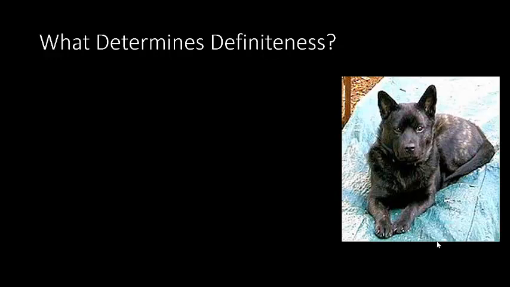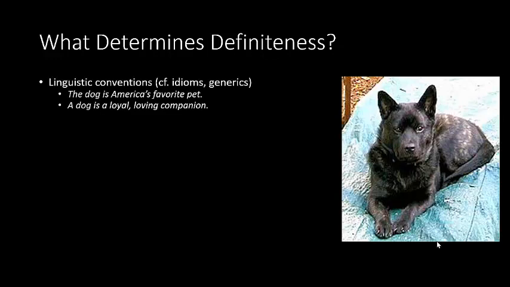Now, I think an obvious question here is, what determines definiteness? How do we know what sort of definite or indefinite noun phrase to use? Linguistic conventions, as I've argued, play a role. So, for example, in Hungarian, the first person is just indefinite. There's no rhyme or reason to that. That's just part of the linguistic conventions.